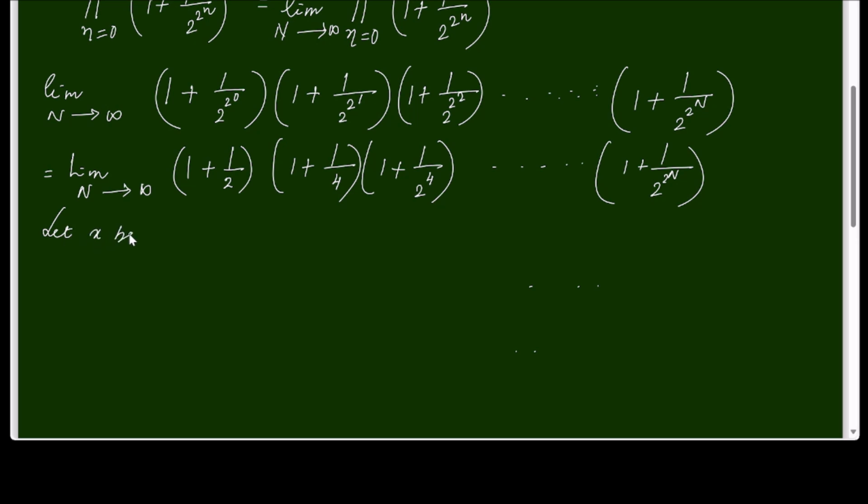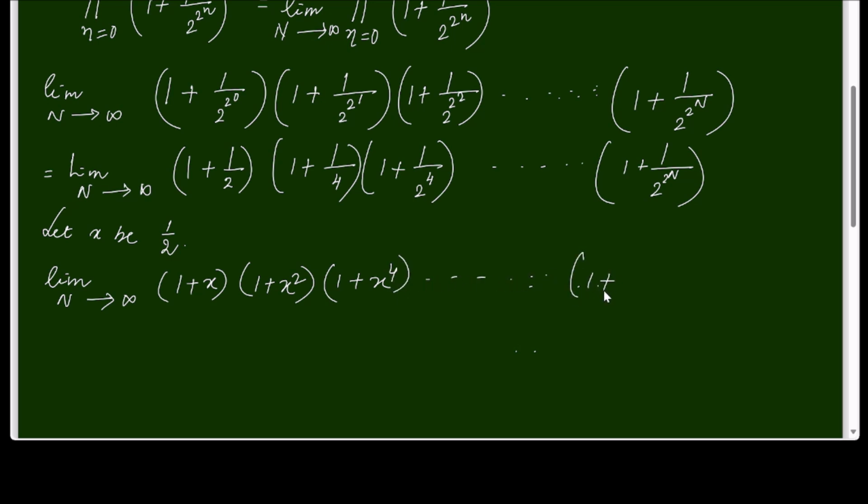x is half. So I am getting the series limit n tends to infinity of 1 plus x, 1 plus x square, 1 plus x power 4, and so on, up to 1 plus x power 2 power n.